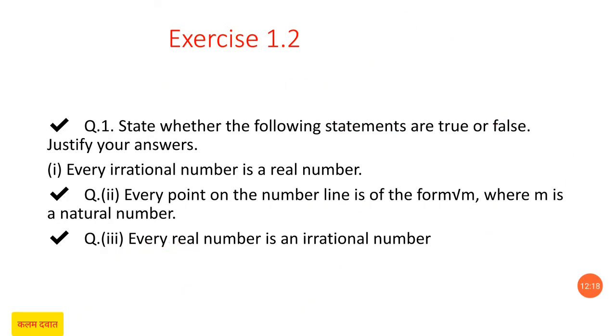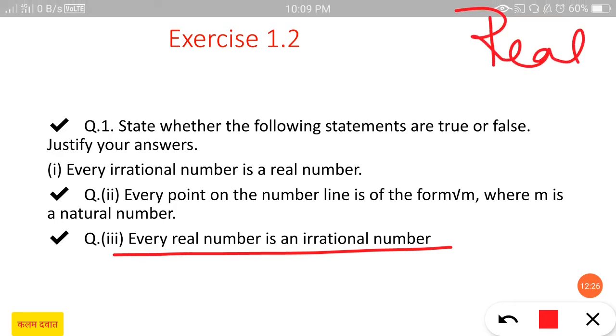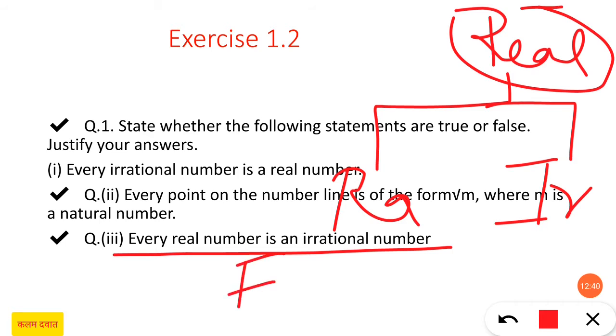Now the third point. Every real number is an irrational number. This is also not correct. Real numbers are categorized into two, rationals and irrationals. So every real number cannot be irrational. It can be rational too. There are both possibilities. So this is also false. Every real number is not an irrational number, because it can be rational.